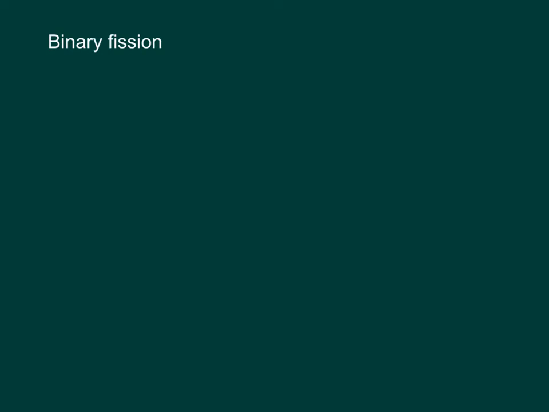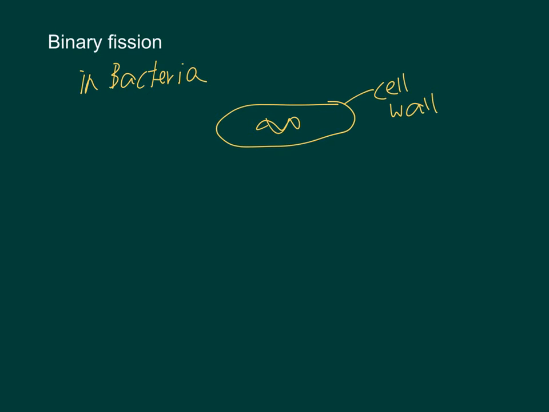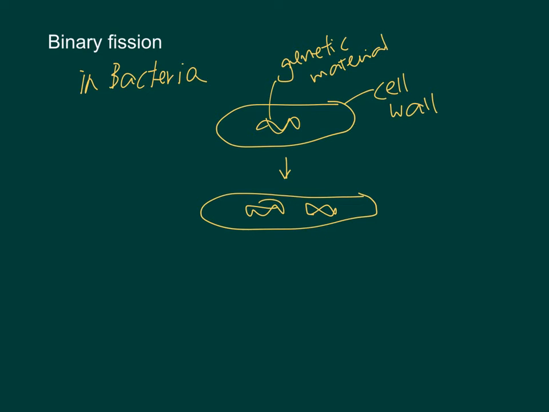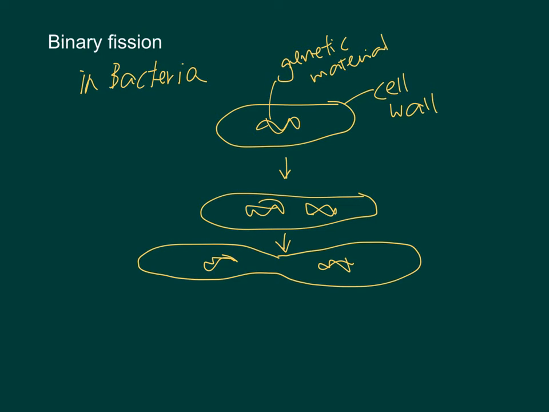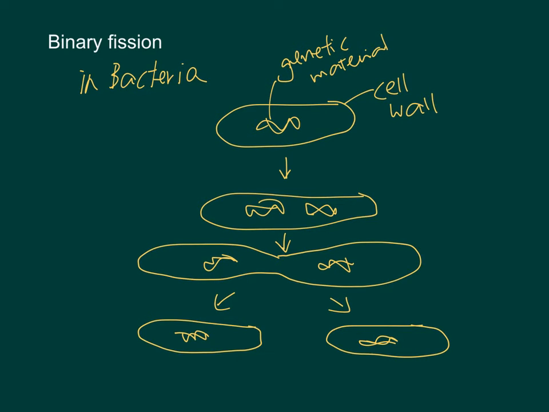Binary fission is the type of asexual reproduction method used by bacteria. Now, in the bacterial cell, this is their cell wall, and this is their genetic material. They will first make a copy of their DNA, their genetic material. After that, the cell will start to split their cytoplasm, with the genetic material going to either side of the cell. Eventually, two new cells will be formed, each carrying genetic material that is exactly the same as that of the parent.